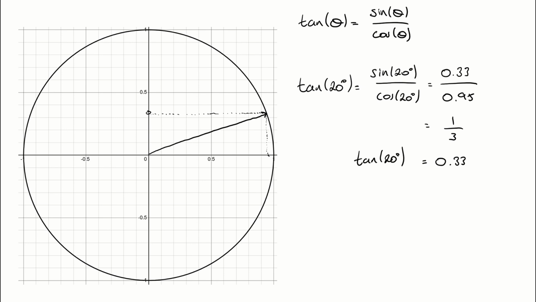Again, it doesn't have to be perfect, okay? As long as you're showing your working and a little bit of rough thought process, you should be okay. In fact, if you looked up what the tan of 20 degrees was in a calculator, you would actually get 0.36, okay? So again, we're not a million miles away.